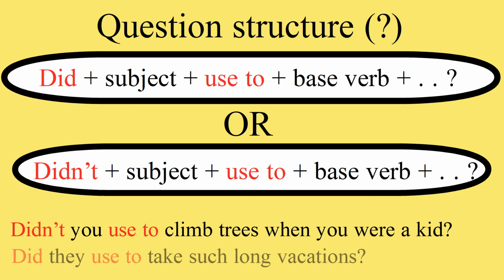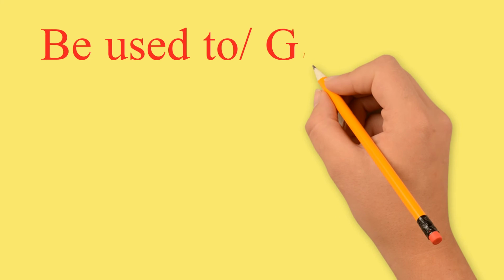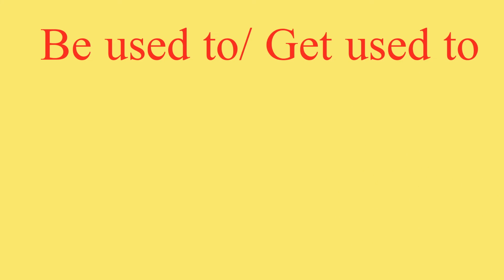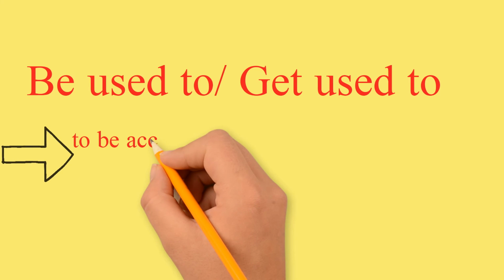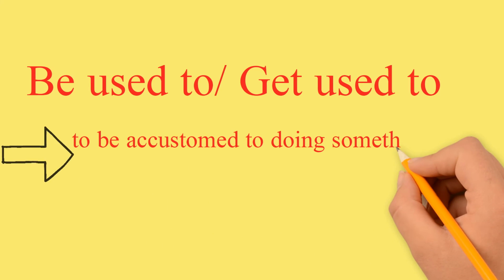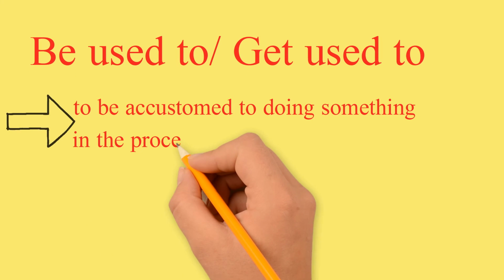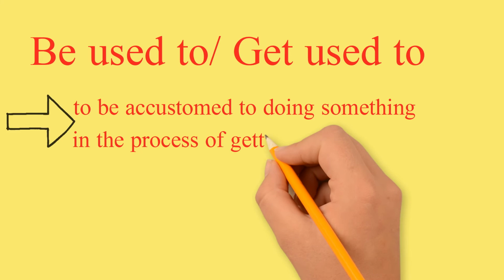Be used to and get used to. In this video, we are grouping be used to and get used to together because they have a similar function and their meanings are almost the same. Both be used to and get used to are adjectives that mean we are accustomed to doing something or that we are in the process of getting accustomed to it.